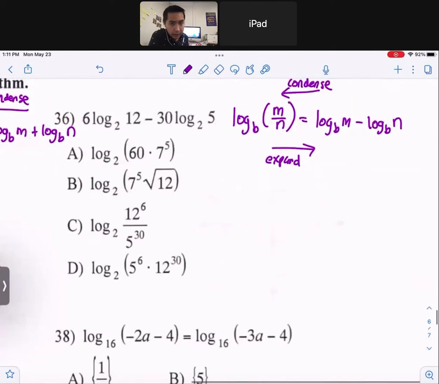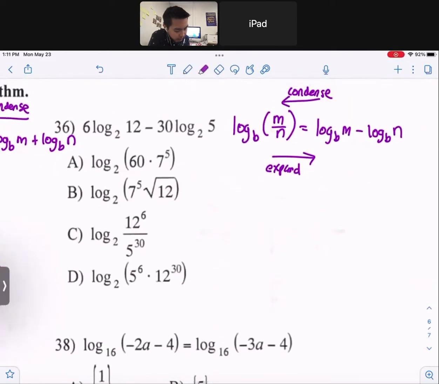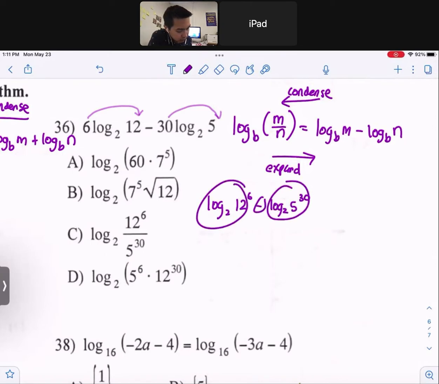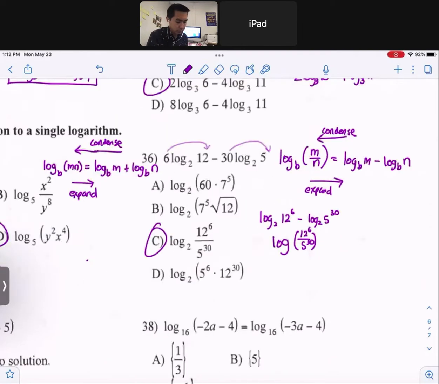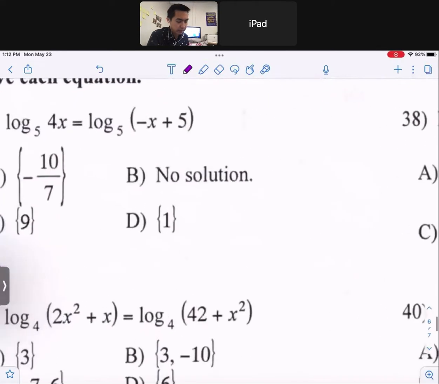36. Again, we need to condense it, so we can't have the coefficients, so we're going to make the coefficients into exponents, so log base 2 of 12 to the 6th minus log base 2 of 5 to the 30th. And now we got a log minus a log, which means we can condense it into one log, but since it's minus, we're going to divide the two from each other. 12 to the 6th divided by 5 to the 30th, which is C. That's C. Okay, so there's condensing and expanding.